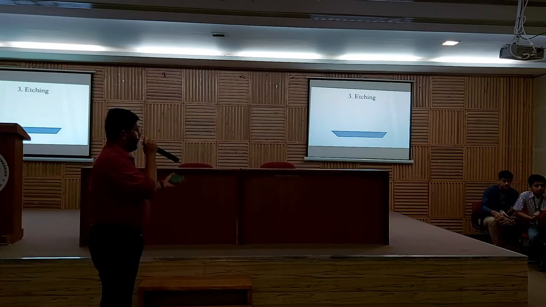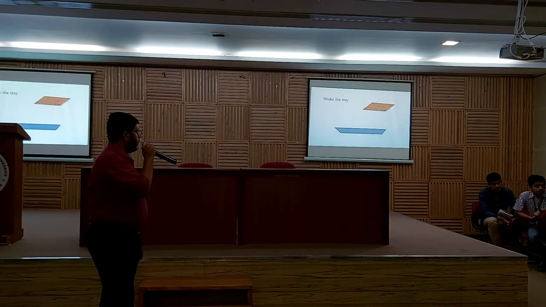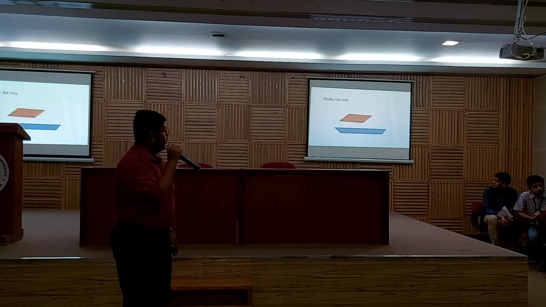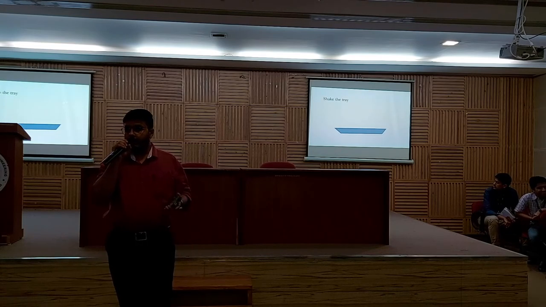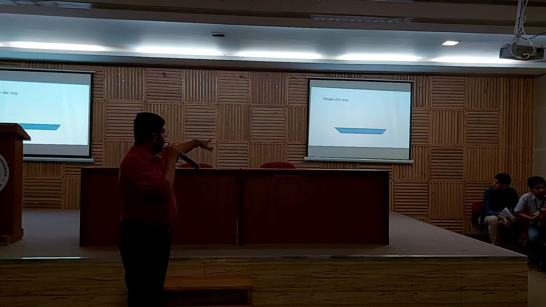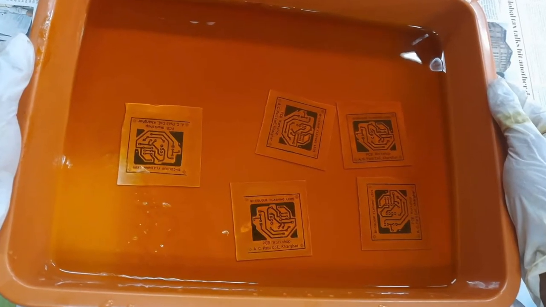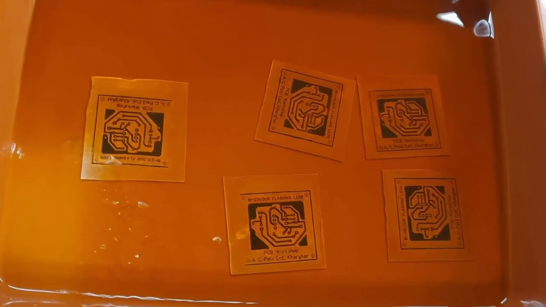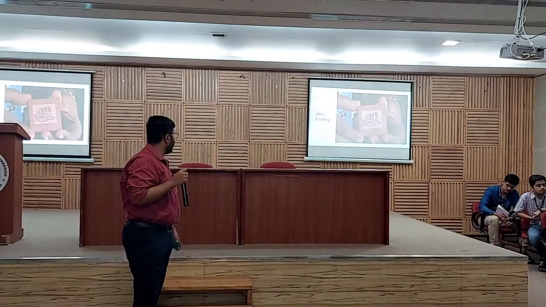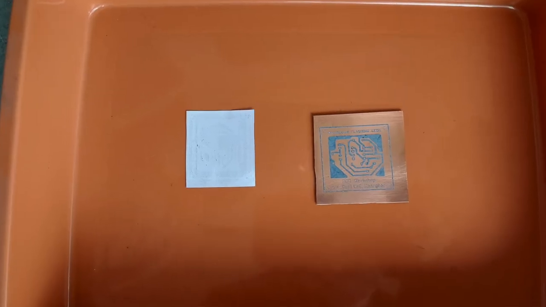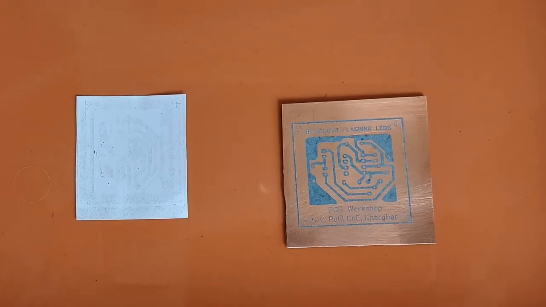And then we'll put the PCB into it and then shake the tray. Shaking is nothing but just moving it along a single axis, as shown. You get the motion of that. You need to shake it like this only. Next slide. After etching, you will get something like this. Next slide.